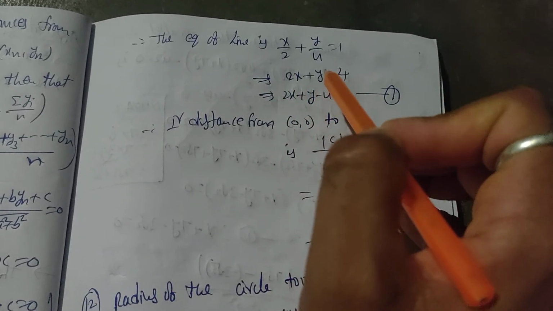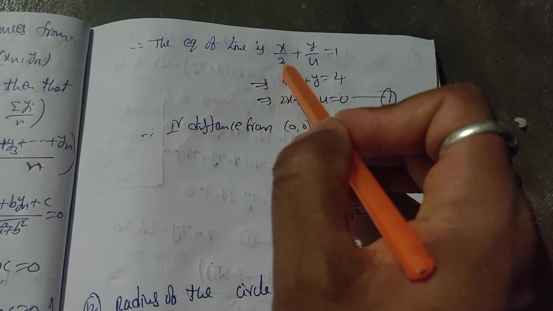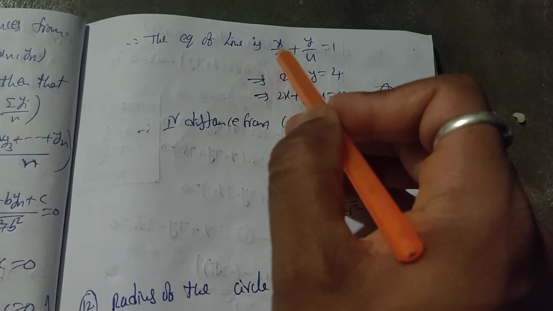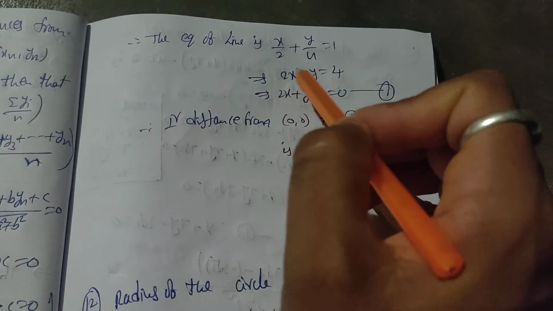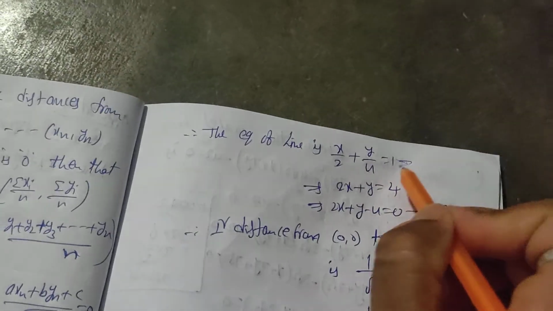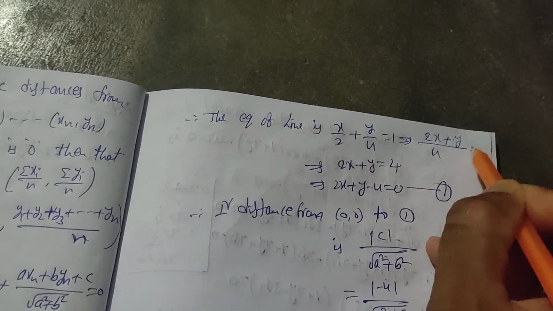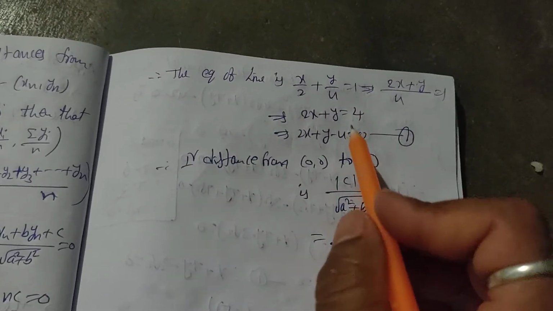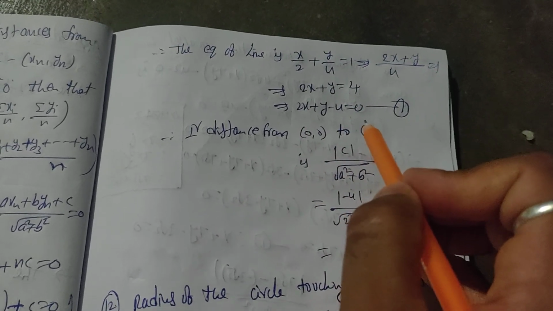So simplify. Here the LCM of 2 and 4 is 4. So 2 goes into 4 two times, so 2x, plus 4 goes into 4 one time, so y. So 2x plus y is equal to 4. If you have any doubt, just simplify. This is 4, this is 2x plus y is equal to 1. Okay, take the LCM, so 2x plus y is equal to 4. So 2x plus y minus 4 is equal to 0. Okay, so now you got the line equation.